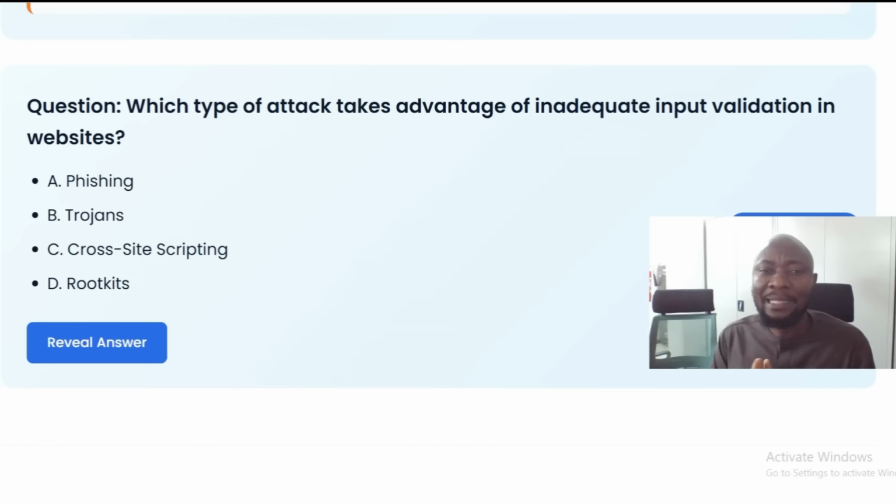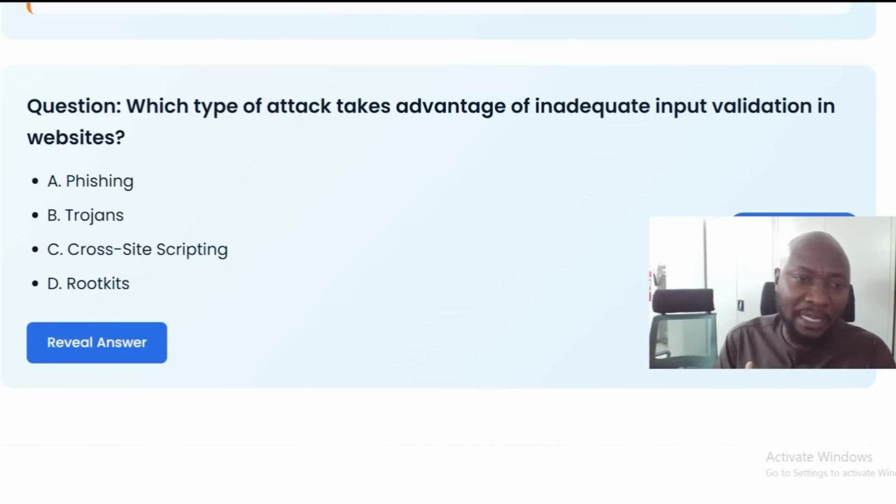So an attack that takes advantage of such inputs into forms you are filling online, or when you are providing your data online, when such input is not validated to be sure that it's the right kind of input. That kind of vulnerability can be exploited in an attack. So which attack here falls under that category?